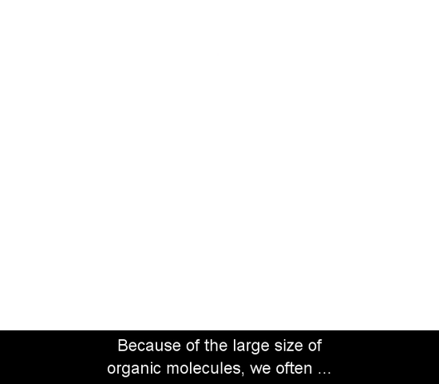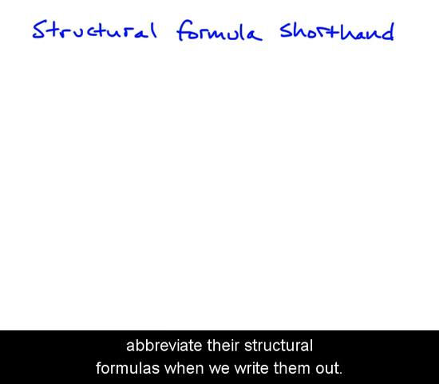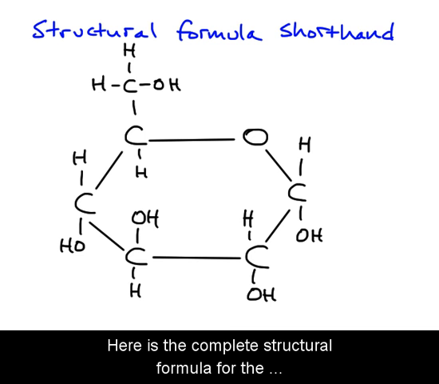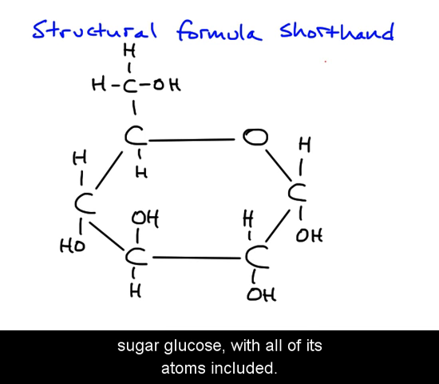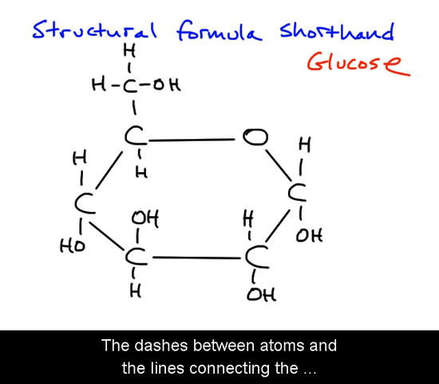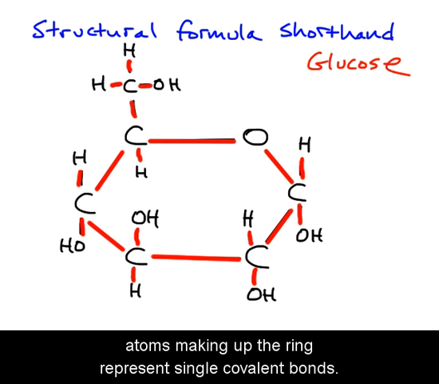Because of the large size of organic molecules, we often abbreviate their structural formulas when we write them out. Here is the complete structural formula for the sugar glucose, with all of its atoms included. The dashes between atoms and the lines connecting the atoms making up the ring represent single covalent bonds.